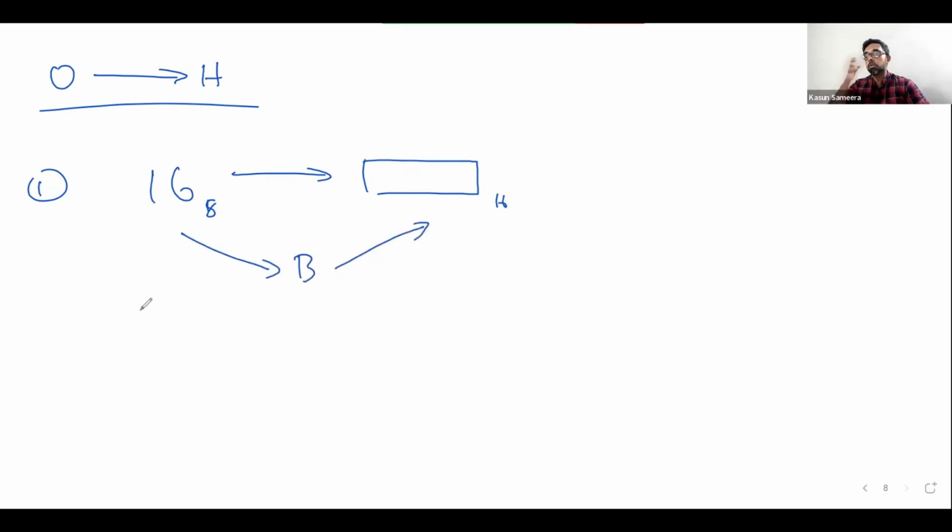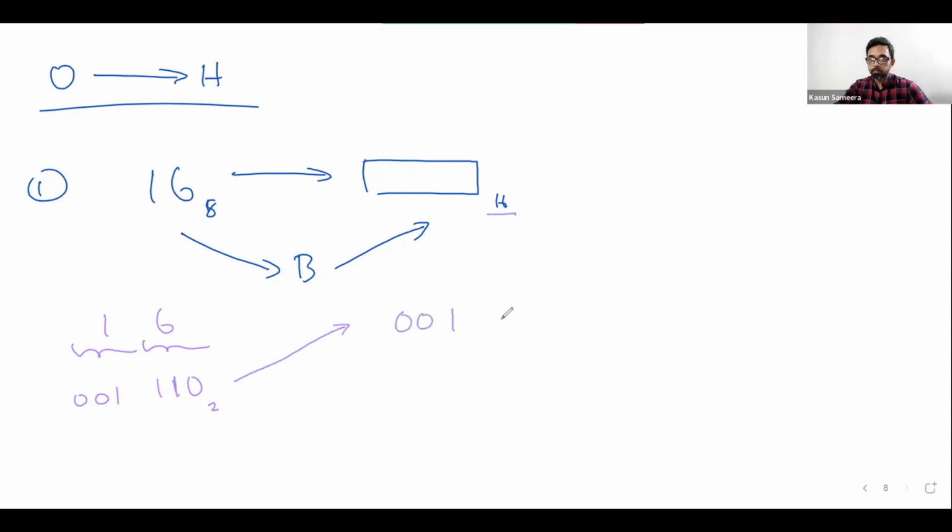And how to convert base 8 into binary? Write 116, group it into 3 digits. 6 gives 110, 1 means 001. This is a binary number. Then take this binary number and convert into hexadecimal.